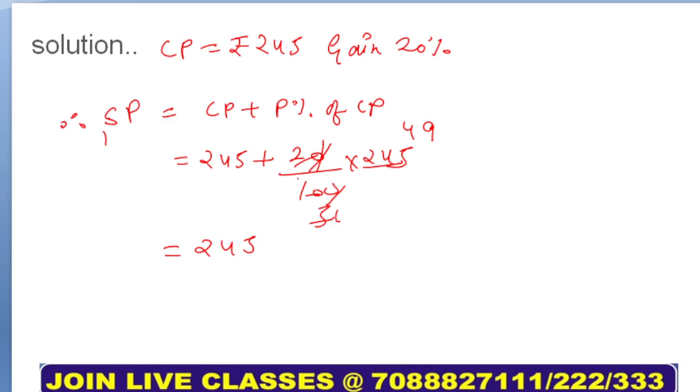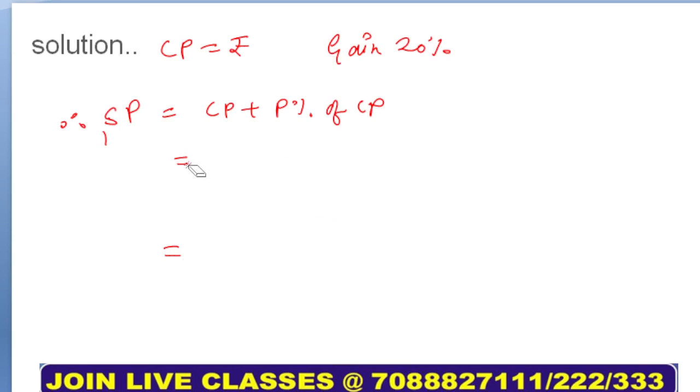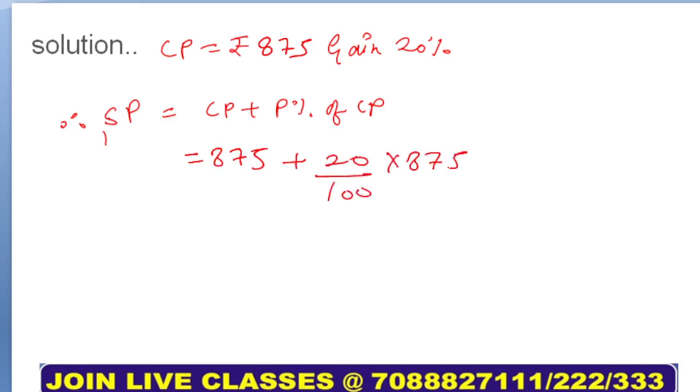ठीक. कितना है सीपी? रुपीज 875. Now you have to calculate SP: 875 plus profit 20% into 875, cancel it out. 21, 25, 5, 1, 5, 16s are 80 होता है.